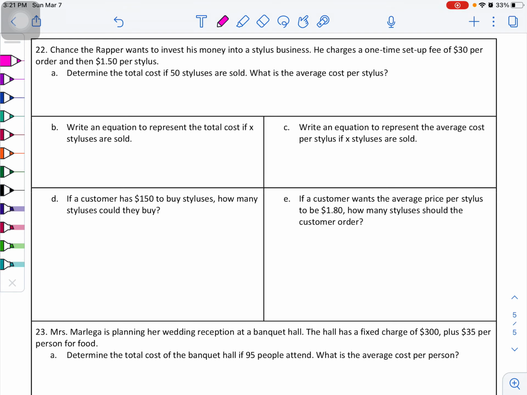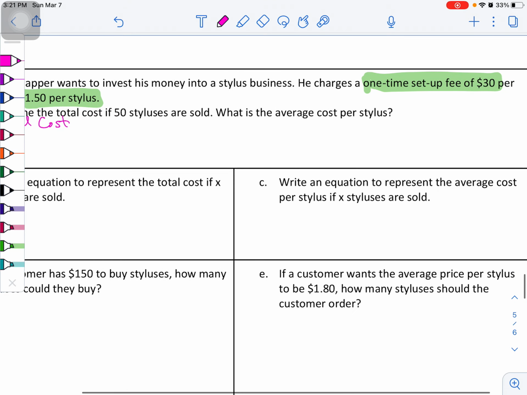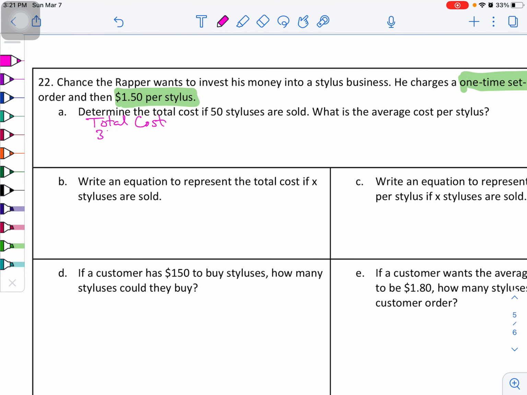All right, last page of the study guide, page 5. We've got a couple problems on average cost. Problem number 22: Chance the Rapper wants to invest his money into a stylus business. He charges a one-time setup fee of $30 per order and then $1.50 per stylus. Determine the total cost if 50 styluses are sold.